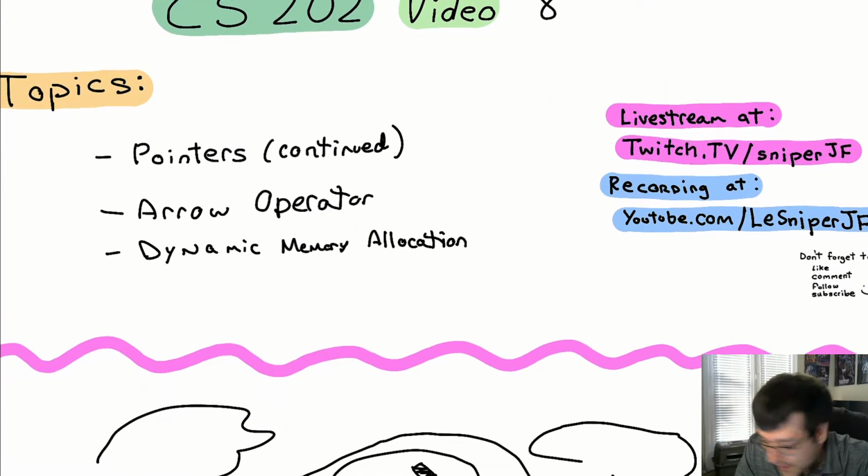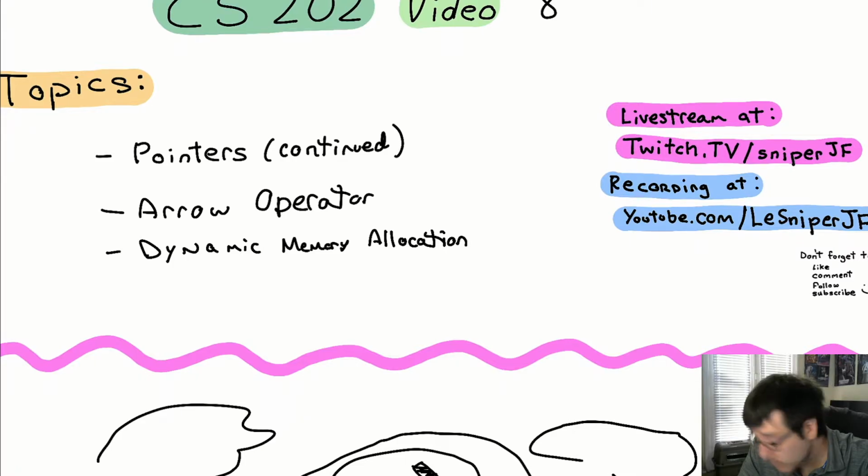Okay, so what is this arrow pointer that I'm talking about? And how can it help us? Or is it all a lie? Is the cake a lie? No, this time around, it's not a lie.